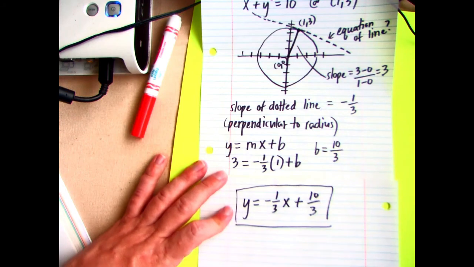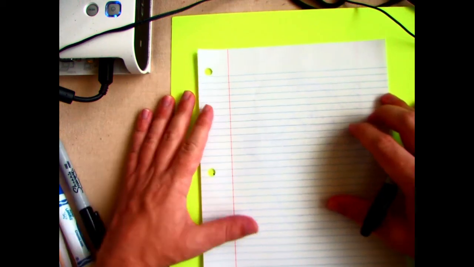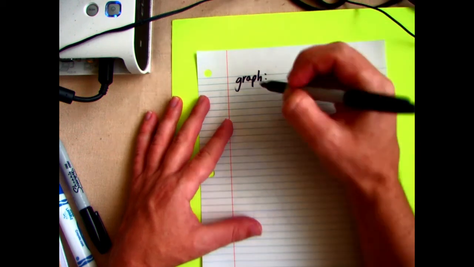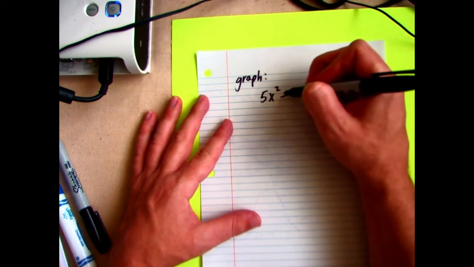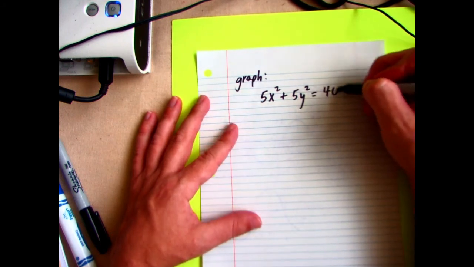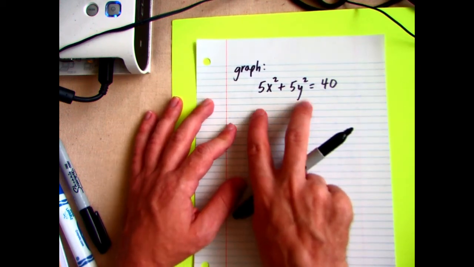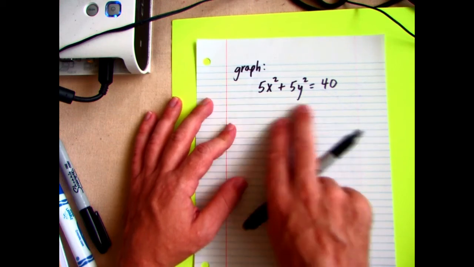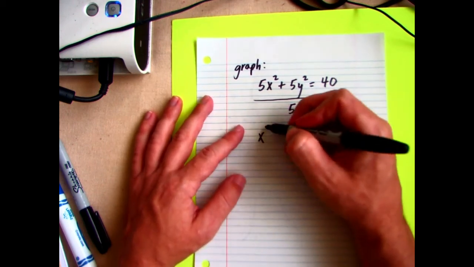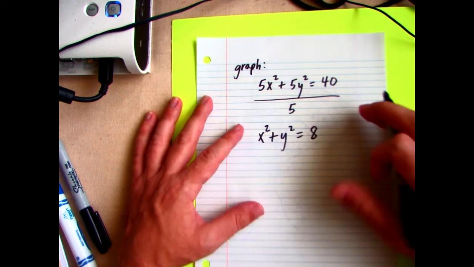Alright, so one more problem I want to talk about, just to give you a heads up on what to expect. I won't go all the way through it. What if they were to ask you to graph 5x squared plus 5y squared equals 40? Well, it's not in standard form, because standard form has x squared plus y squared with no numbers in front. So we want to divide everything by 5. That's going to leave us with x squared plus y squared equals 8.